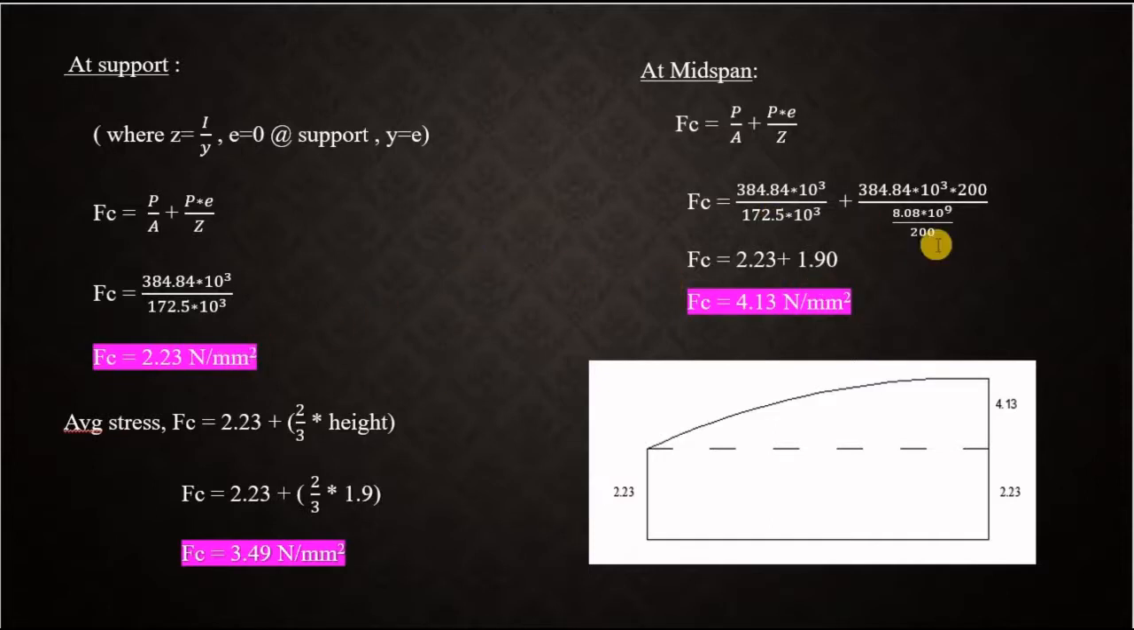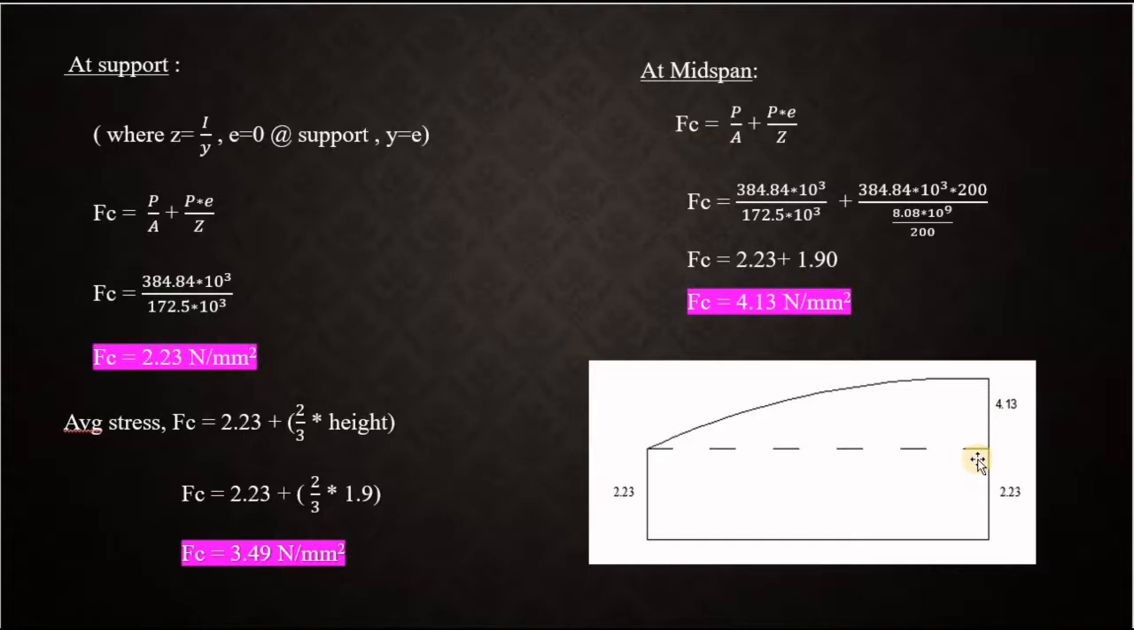We should consider the average of these stresses. To calculate the average, according to the values we will get a variation like this. From 2.23 the variation will be something like a rectangle. The height of this rectangle is 2.23, but what is the maximum height? The maximum height is 4.13. Please write this 4.13 at the top, and 4.13 minus 2.23 will give you 1.9.